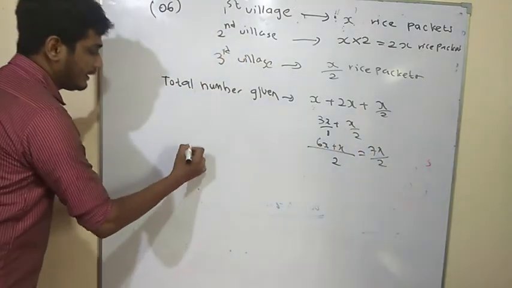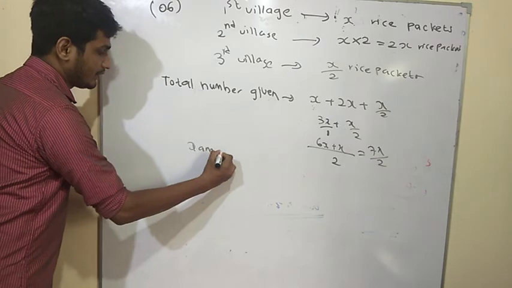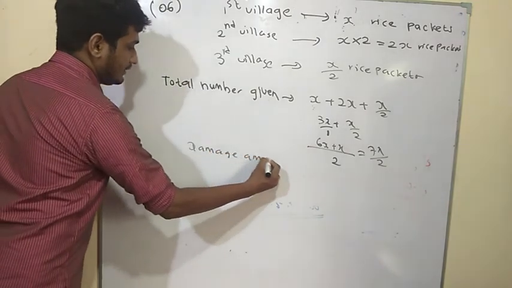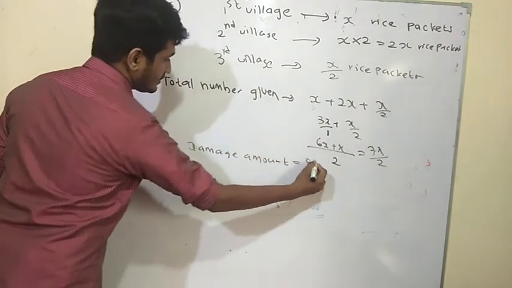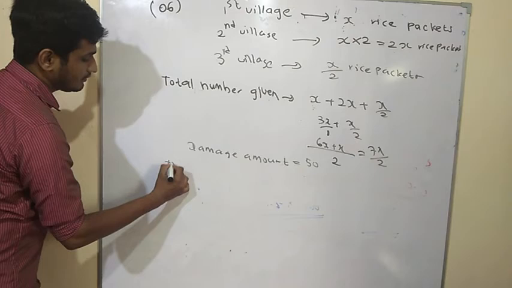7X over 2. Damage amount. What is the damage amount? Damage amount is 50. So the remaining, the total number given.